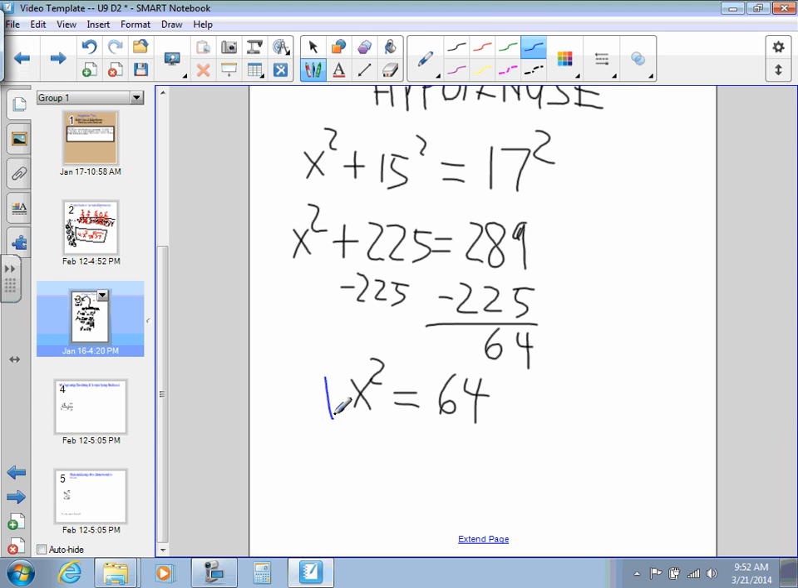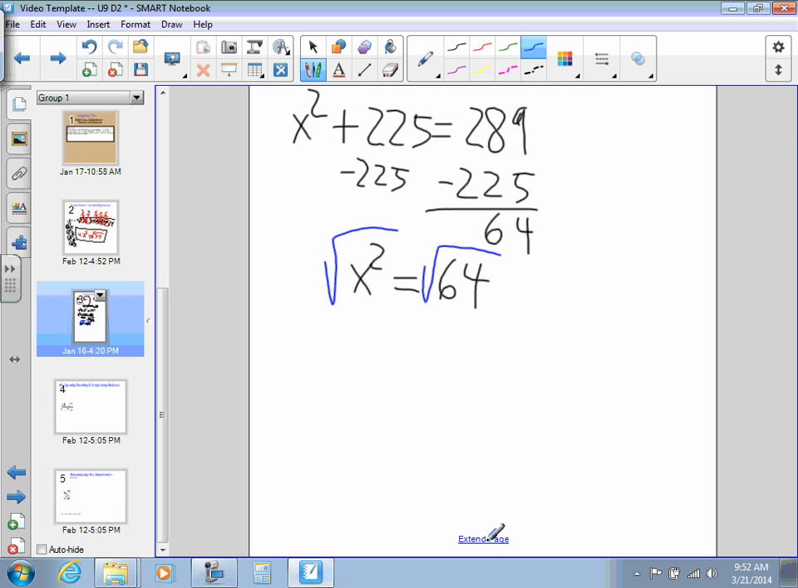To solve this, I now need to take the square root of both sides. I don't need to worry about plus or minus because I'm not looking for a negative number, only a positive one. And x now equals 8. So the length of that missing side is 8.